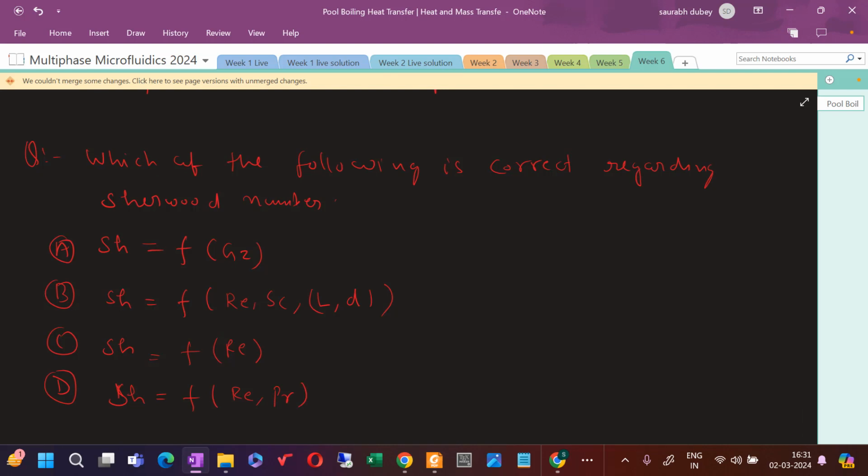Which of the following is correct? You just think about this. And this is for the microfluidic system, so that has to be written in the question. This is for a microfluidic system, microchannel, and gas-liquid flow.